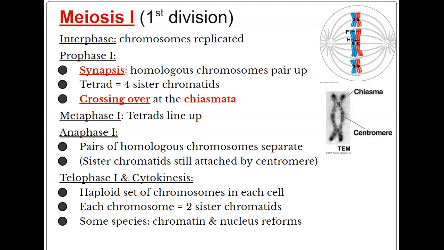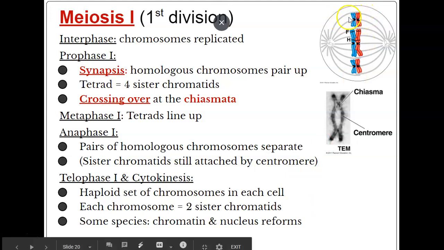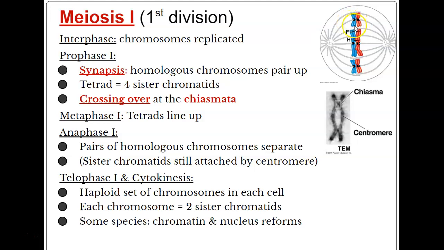As I mentioned, chromosomes are replicated. In prophase I, there's something called synapsis, and this is where homologous chromosomes pair up. So you can see how here there's kind of 4 of them. It's called a tetrad because there are 4 chromatids. So 2 chromosomes, let's say we have dad's chromosome 1 and mom's chromosome 1 with their copies. So it's really 2 chromosomes.